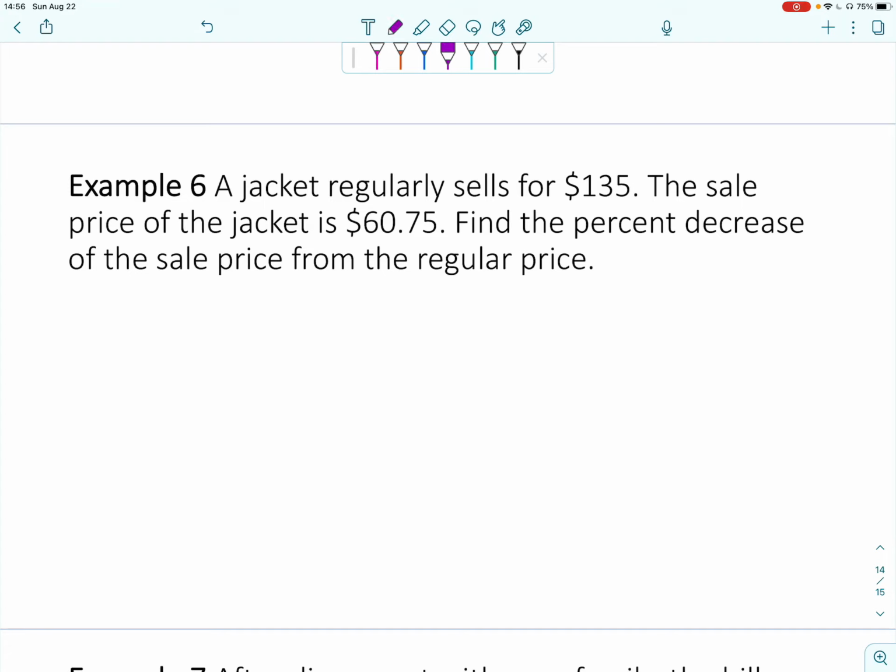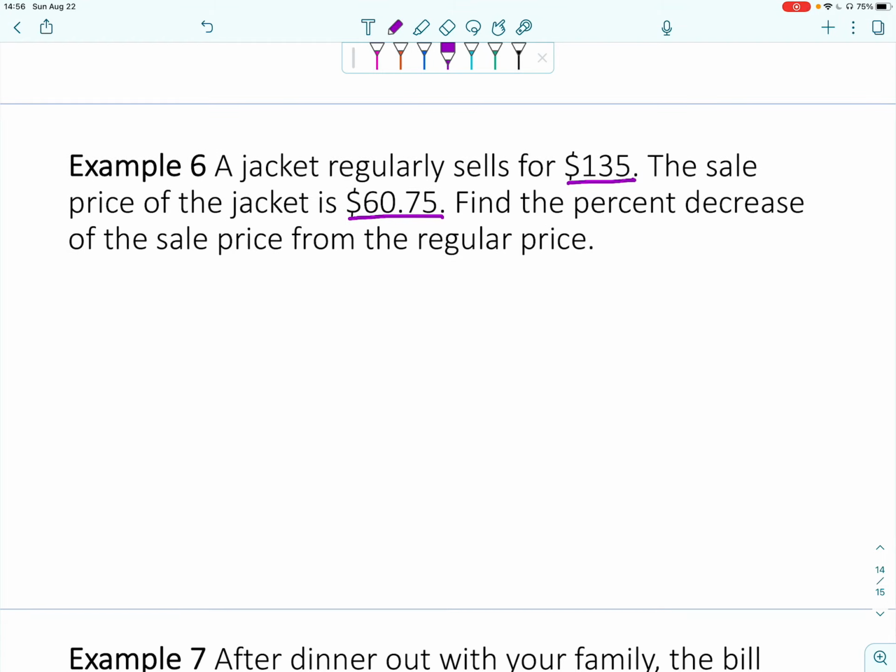So there are two pieces to this. You have the regular price of $135, and then you have the sale price of $60.75. So for both of these numbers, I want to identify which is the original price and which is the new price, because I need to know which of these I am going to divide by. So because the jacket was originally $135, that's what it normally sells for, that's the original price. And then the sale price is the new price.